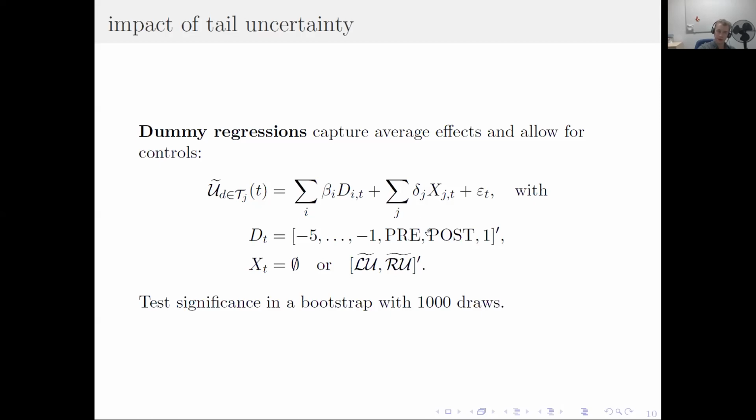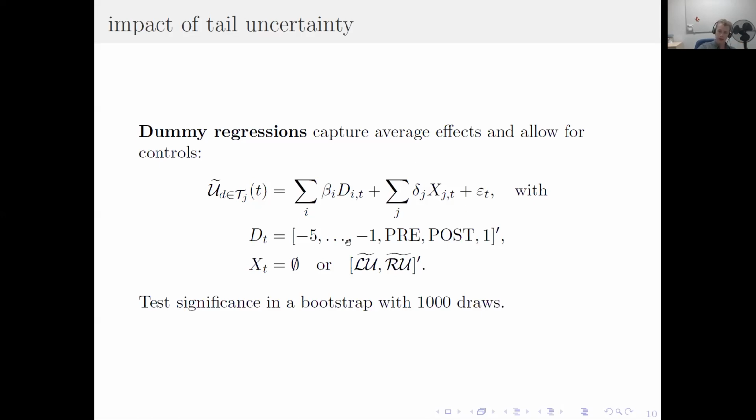So pre is the dummy that captures the average effect across all meetings before the announcement is made, and post the effect that happens after the announcement is made. So with this, we can look at resolution of uncertainty effects due to the announcement itself.